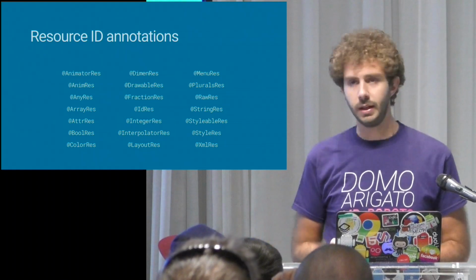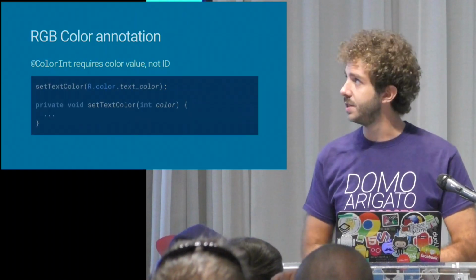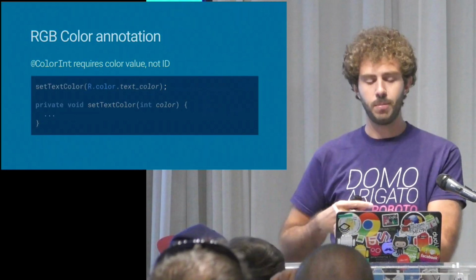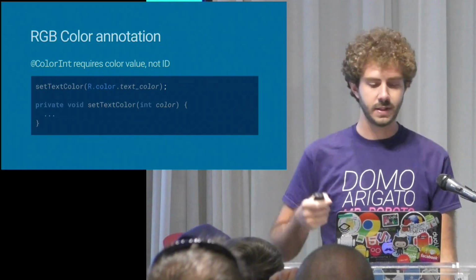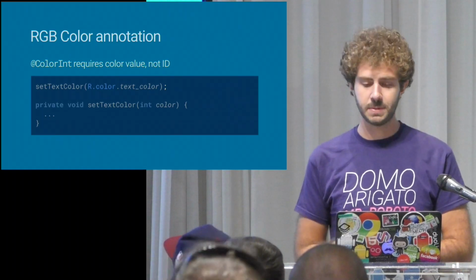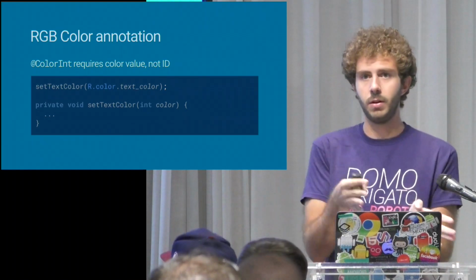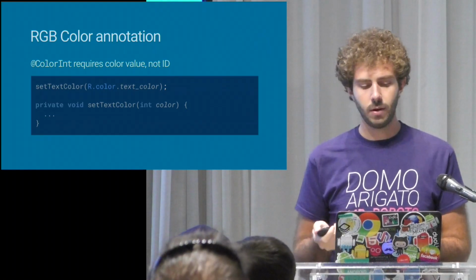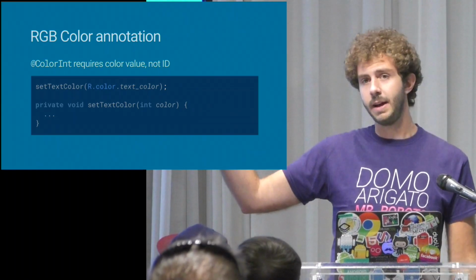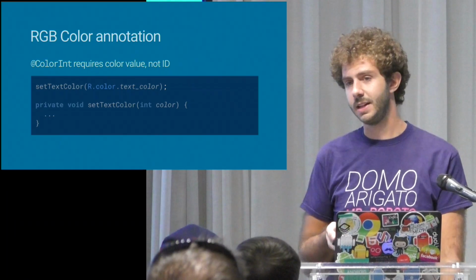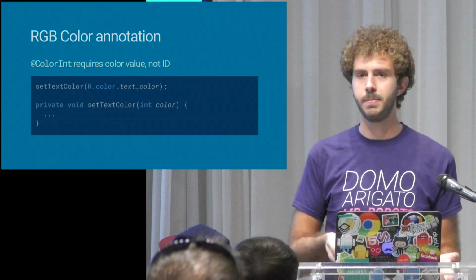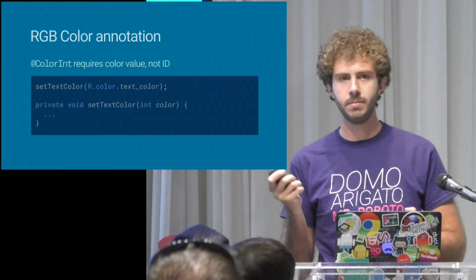On the other hand, speaking of colors, you might have the opposite problem. You might have something that is expecting a resolved color, so a proper color integer, not a resource ID. So this thing will fail. It will be the classic, oh, the text should be red, it's black. Why? Or it's a random puke color.